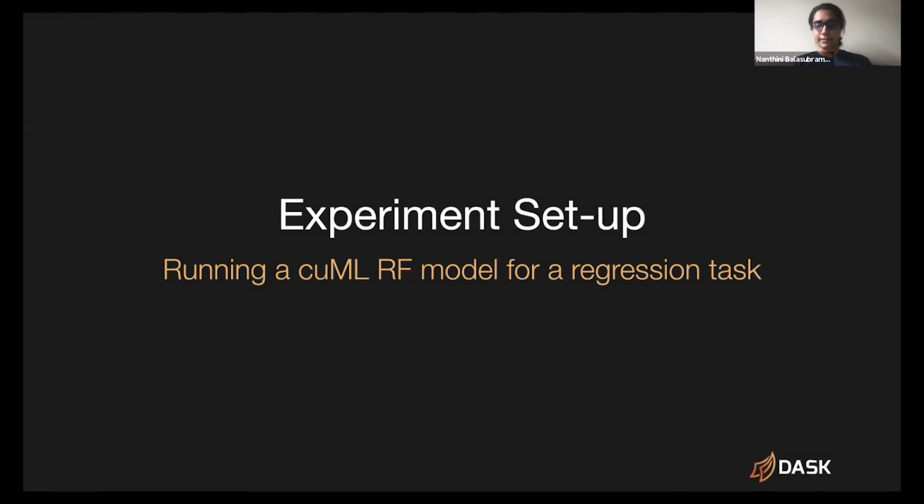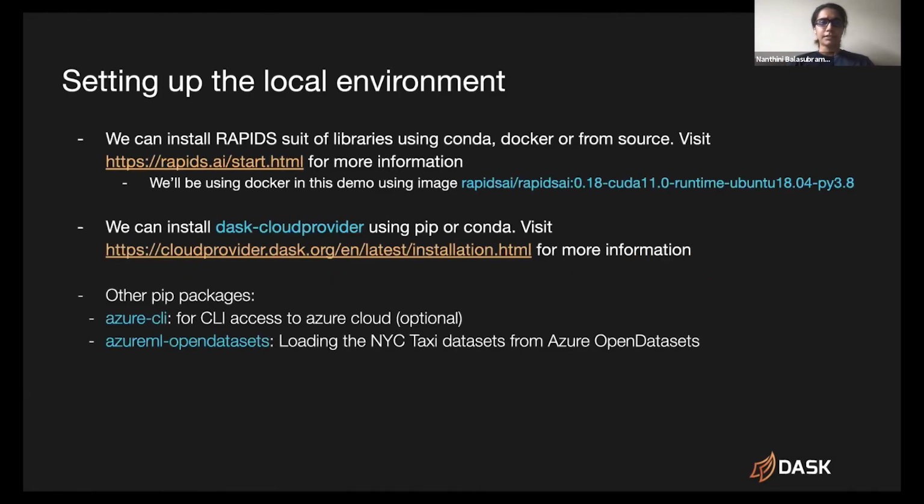So let's talk about the experiment itself. We're going to be running a random forest model on a multi-node, multi-GPU setup on Azure Cloud for a regression task using the NYC taxi dataset. This is the setup for the local environment. You need Rapids installed, which can be done with Conda, from source, or from a Docker container, which is what we'll be using. We'll use the Docker container to run whatever packages we need.